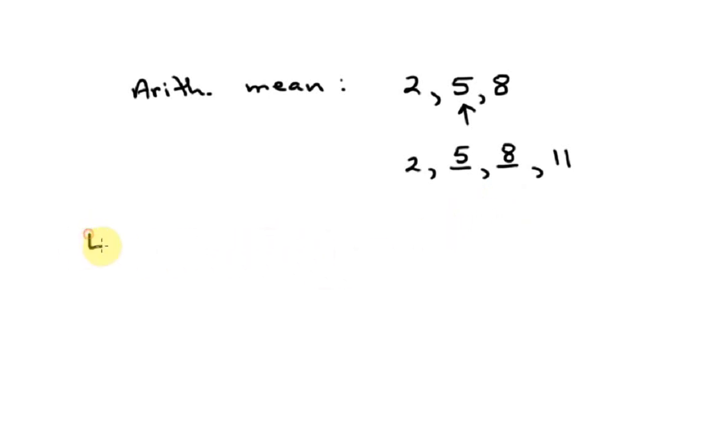Now, what if we have an example where it's not quite so obvious? Let's say we want to go 5 and we want to put a mean between 5 and 20. So we got to figure out the arithmetic mean that goes between these two numbers. Well, here's how we do it. We know that we're going to add a common difference. So we know that this mean is going to be 5 plus d. And if we add another common difference, we should get 20. So 5 plus d plus another d, or 5 plus 2 d's, would equal 20.